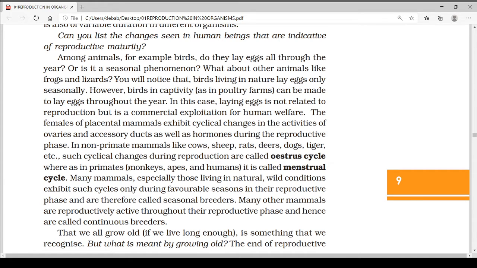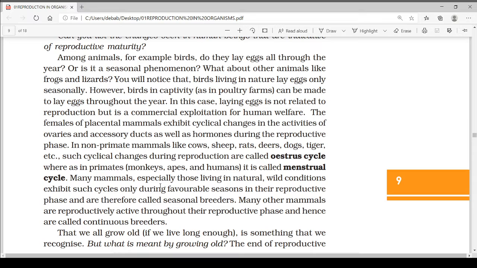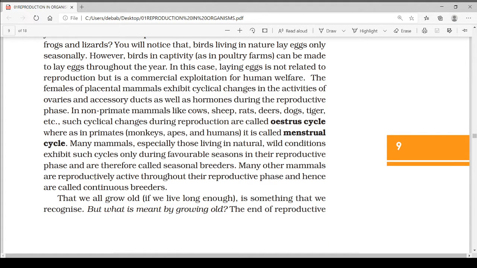Whereas in primates, those characterized by a large brain, use of hands and complex behavior, like humans, apes, monkeys, it is called the menstrual cycle. Many mammals, especially those living in natural wild conditions, exhibit such cycles only during favorable seasons in their reproductive phases and therefore are called seasonal breeders. Many other mammals are reproductively active throughout their reproductive phase and hence are called continuous breeders.